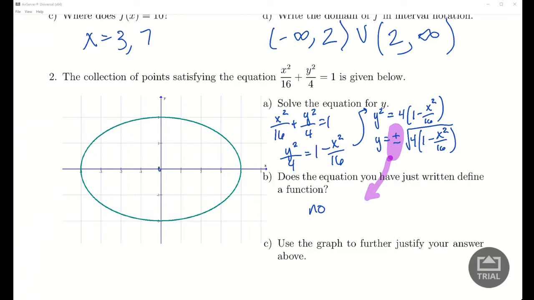If we put in x equals 0, we would get y equals 2 and y equals negative 2. So when x is 0, y is plus or minus 2. That's a problem. That is our 0 going to 2 and 0 going to negative 2. We can't have two arrows coming from the same x value going to different y values. So this fails the vertical line test and is not a function.